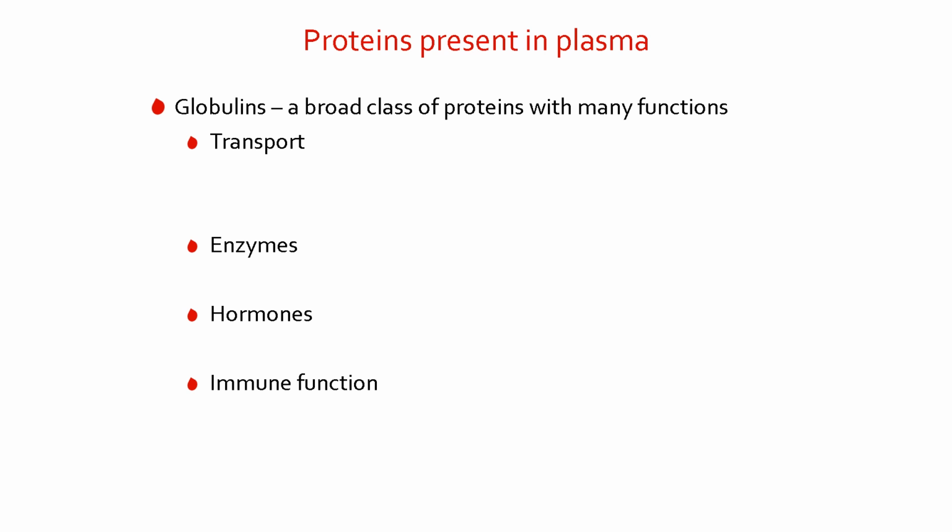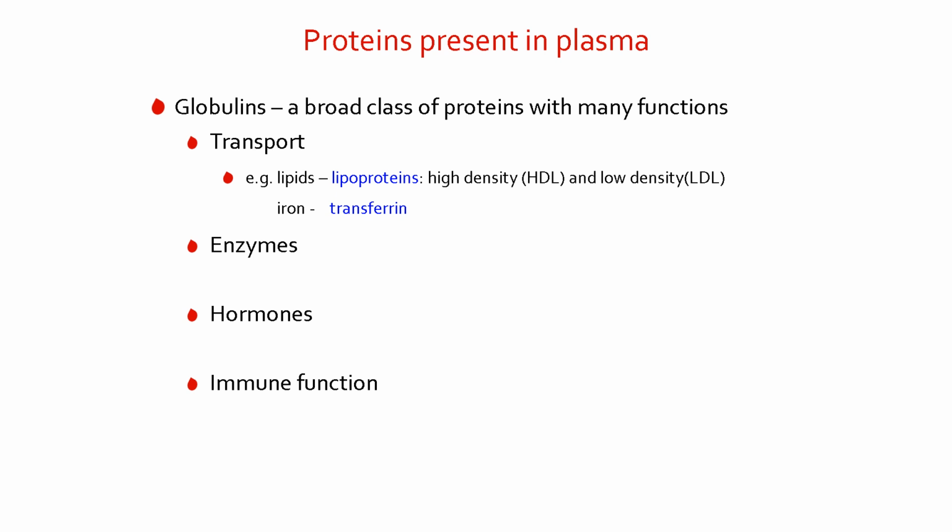Transport functions include the binding of lipids by lipoproteins, which are present as high density, HDL, and low density, LDL, lipoprotein. These proteins are measured in blood tests as a marker of cardiovascular health. Transferrin is a globulin that transports iron around the body.